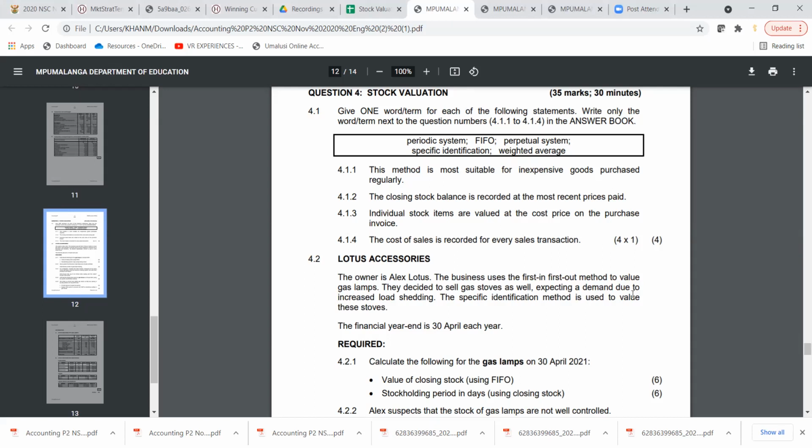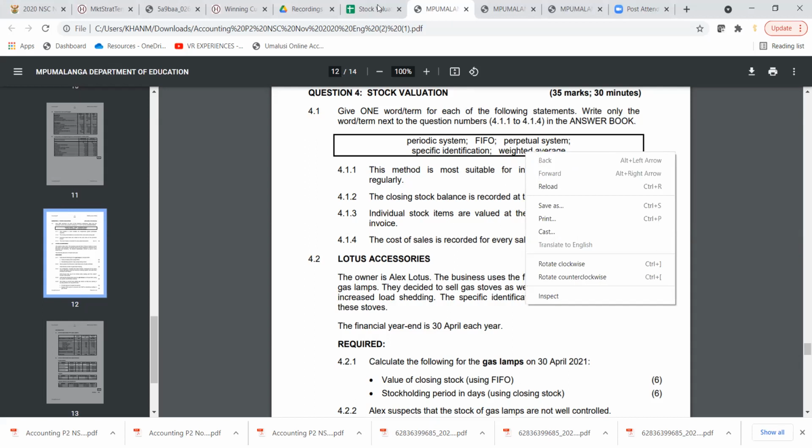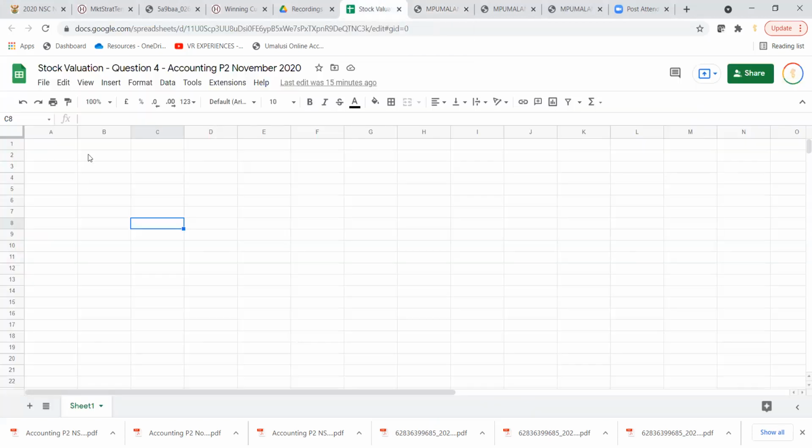So therefore, for this one, the method is most suitable for inexpensive goods purchased regularly, so that system will be the weighted average. Okay, so let's go to Excel. So we will have 4.1.1. This is Google Sheets, sorry. 4.1.1, so we'll say weighted average.